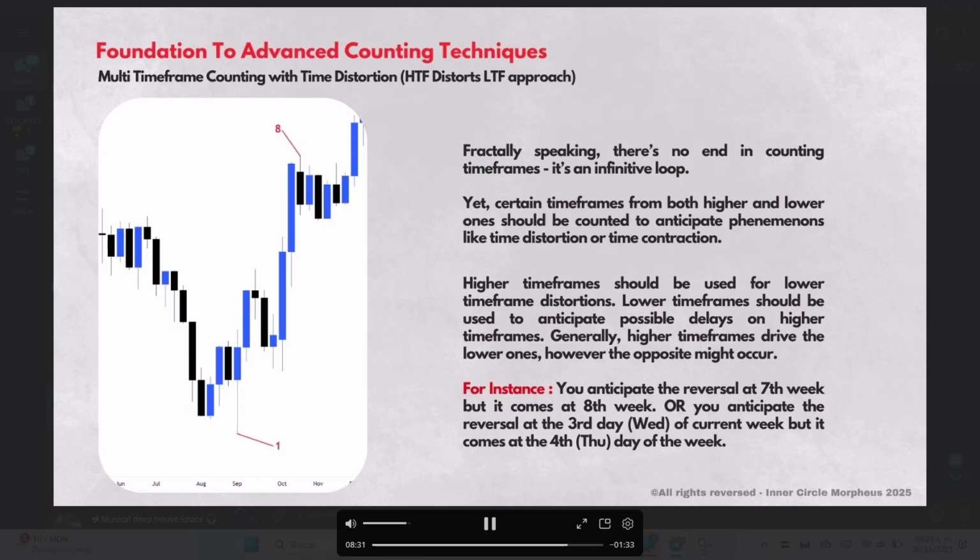Higher time frames should be used for lower time frame distortions. Lower time frames should be used to anticipate possible delays on higher time frames. Generally, higher time frames drive the lower ones, however the opposite might occur. For instance, you anticipate the reversal at the 7th week, but it comes at the 8th week. Or, you anticipate the reversal on the 3rd day, Wednesday, of the current week, but it comes on the 4th day, Thursday, of the week.